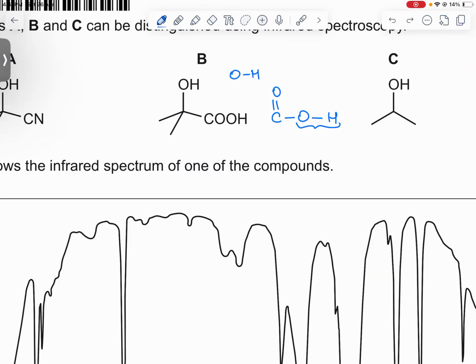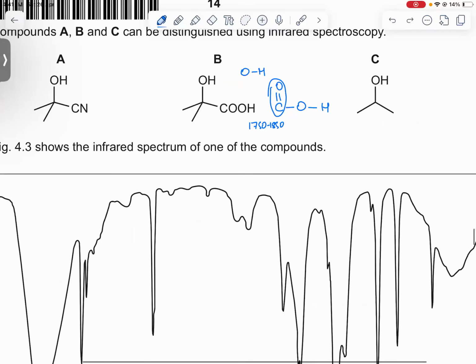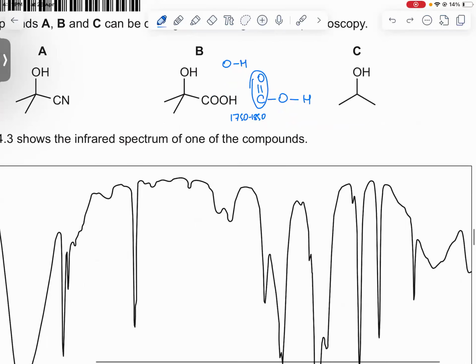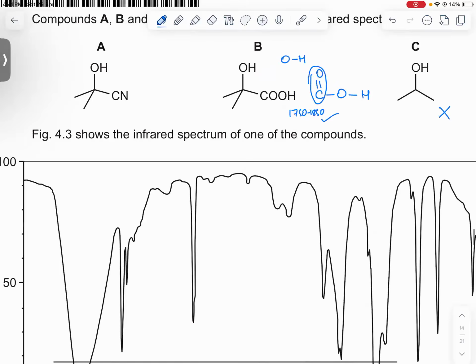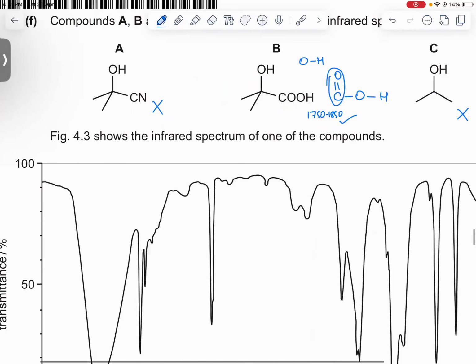But our famous bonds that I always make you remember are the carbon double bond oxygen, which is at around 1750 to 1850, and the OH bond, which is of course in every single one of them. So we don't really have to differentiate on the basis of OH. So this one will have a peak at 1750 to 1850. This will not have a peak at 1750 to 1850. This will not have a peak at 1750 to 1850.